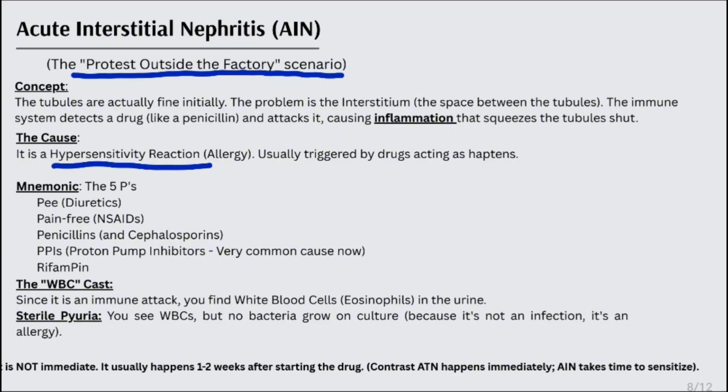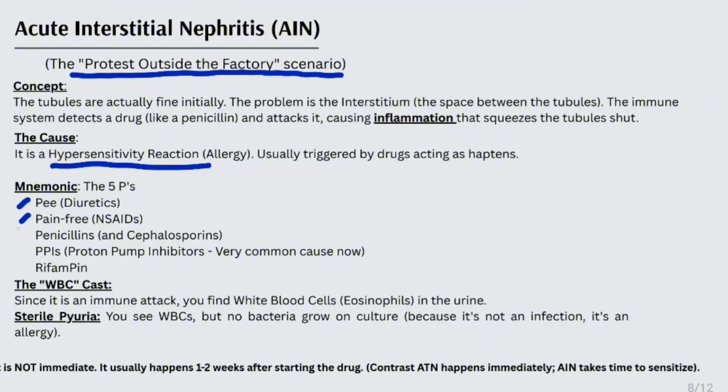kidney function. On exams, AIN is classically associated with drug reactions and allergic-type mechanisms, rather than direct tubular toxicity. Here, a useful mnemonic is mentioned to help you remember the common drug causes of acute interstitial nephritis. These include diuretics, NSAIDs, penicillins and cephalosporins, proton pump inhibitors, and rifampin.